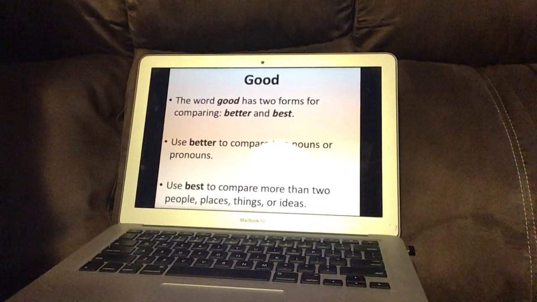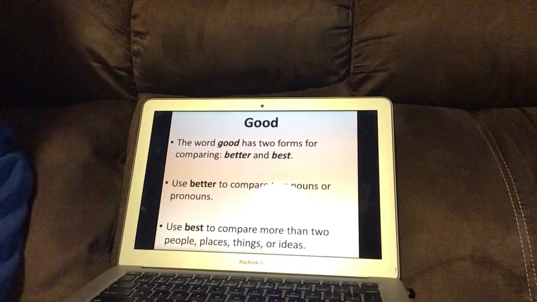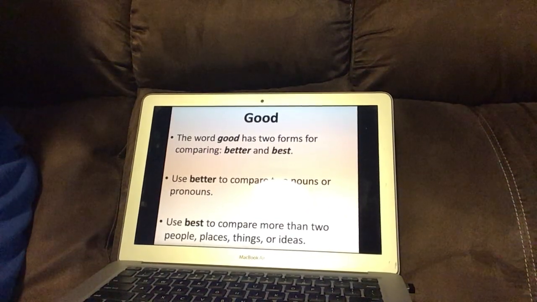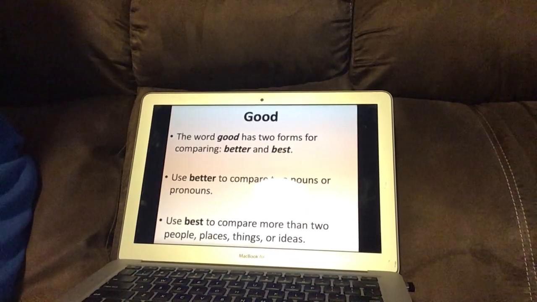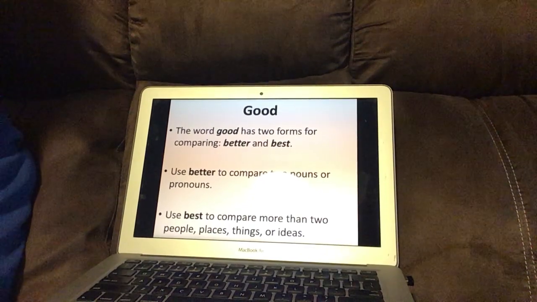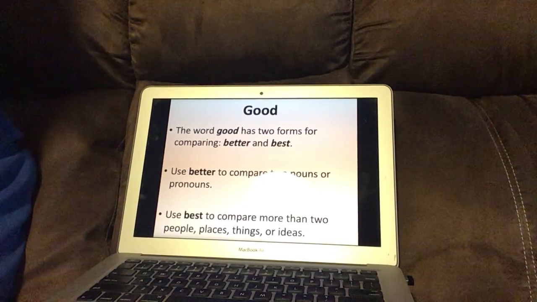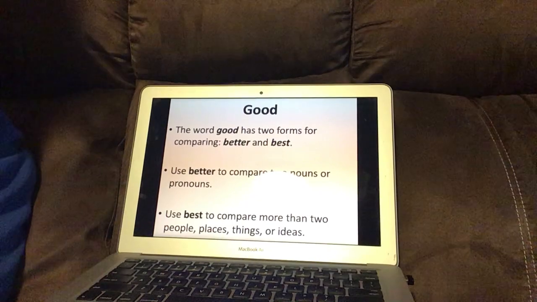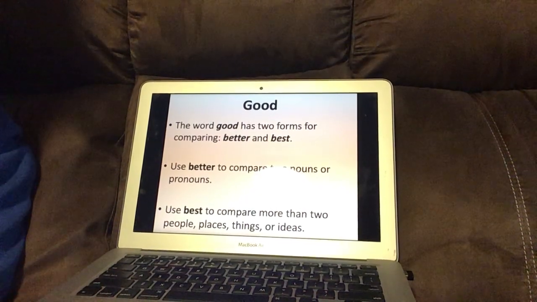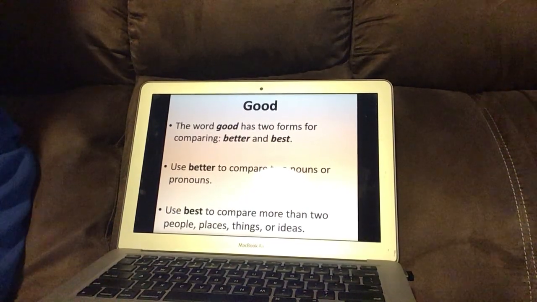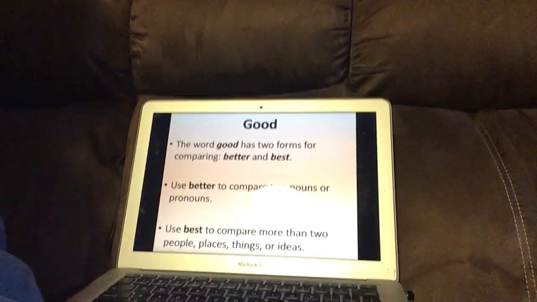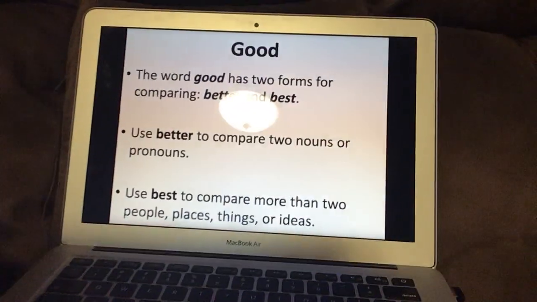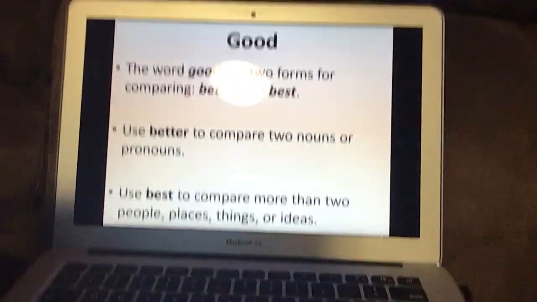All right, so we have the word good, and the word good has two forms for comparing. It has better and it has best. You use better to compare two nouns or pronouns. You use best to compare more than two people, places, things, or ideas. And as always, we are fighting that glare.